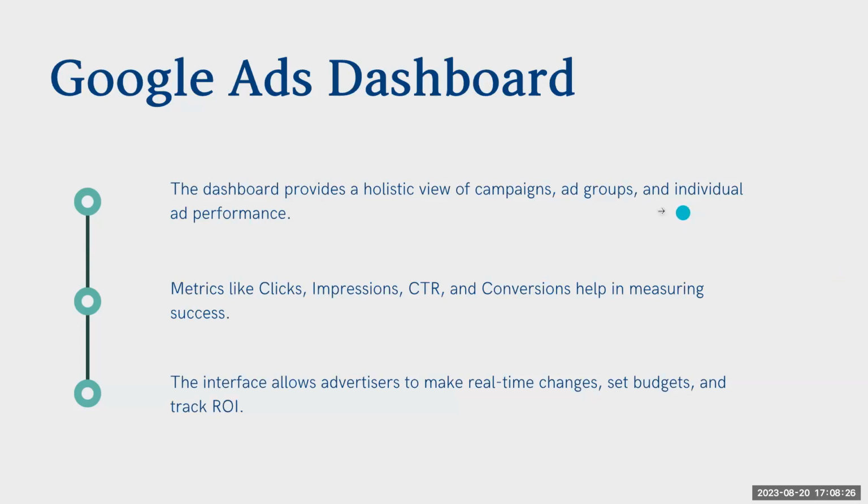A quick look at Google's ad dashboard. When you're looking at it, it generally provides a holistic view of campaigns. It can show you different ad groups and different ad performances. It can look at metrics like clicks, impressions, click-through rates, and conversions to help measure success. And it is an interface that allows advertisers to make real-time changes, set budgets, and track their ROI.